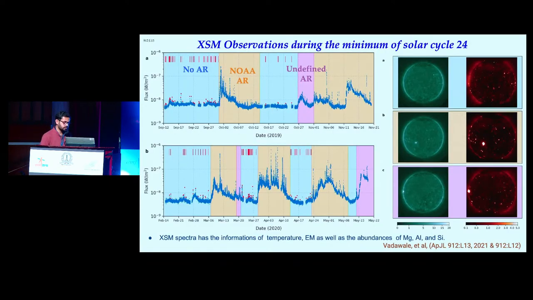This is the observation of the XSM in its first two observation sessions after its launch. It launched during the minimum of solar cycle 24, covering the years 2019 and 2020. This is the X-ray flux observed by XSM, and here you can see this blue shaded duration when the Sun was completely quiet. For this blue shaded duration, the representative full disk image is shown here in this figure. The enhanced X-rays you can see basically indicate the presence of active regions on the solar disk. So using the X-ray spectrum of XSM, we derive the abundances and temperature of the quiet period and the active period of the Sun, and the elemental abundances of magnesium, aluminum, and silicon to understand the FIP effect.